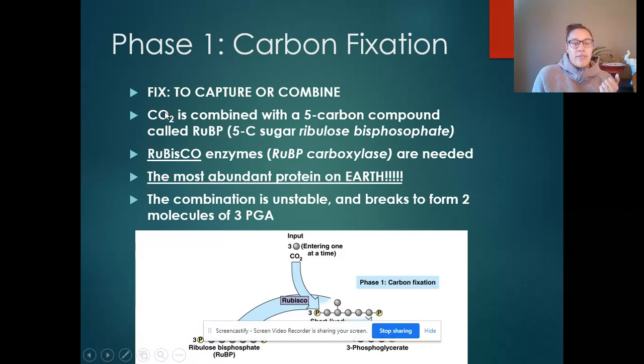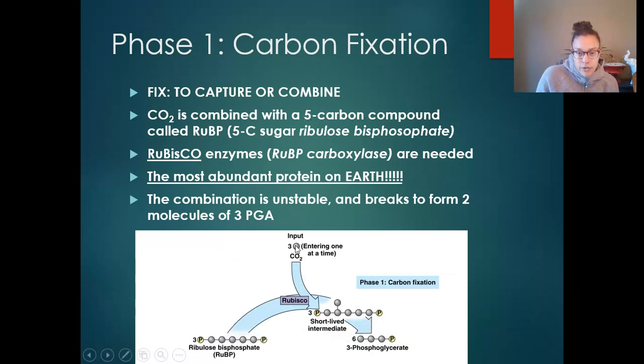But we're focusing on the fact that carbon dioxide is going to be combined in order to make this larger molecule, and it's called a 5C or a 5-carbon compound called RuBP. So here's my first step. In comes carbon dioxide into this arrow here, right? It's going to enter in and join up and hook up to create this RuBP molecule, or 1, 2, 3, 4, 5. Why do we care about this?